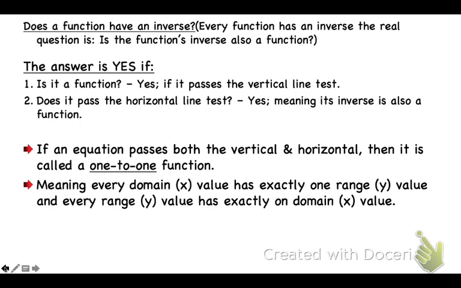First, it's a function. It passes what test for a function? Vertical line test. Then, does it pass the horizontal line test? On that sheet where we had parent functions, we called it 1-to-1. If an equation passes both the vertical and horizontal line test, it is called a 1-to-1 function, meaning that every domain, or x value, has exactly one range, or y value, and every range value has exactly one x value. For every x, there's one y.